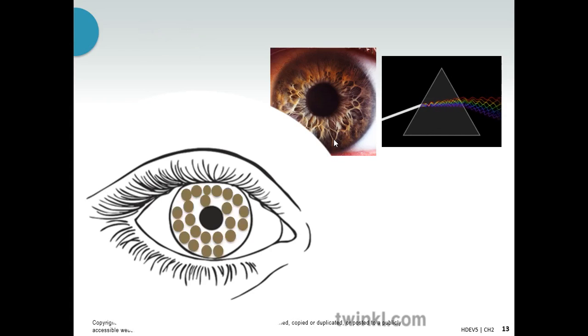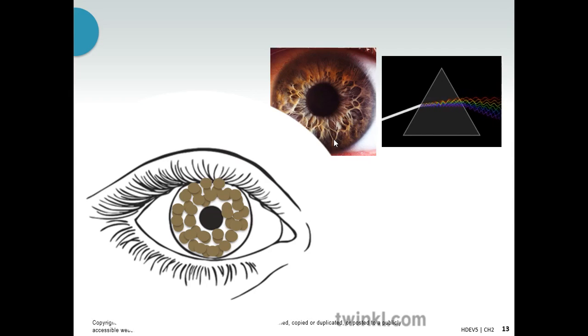Now, if you have a lot of pigment in your eye, it doesn't matter that the light is getting scattered because too much of that light is getting absorbed into the pigment. And so the little bit that escapes is just going to end up looking brown because there's just not enough light to create any other color.